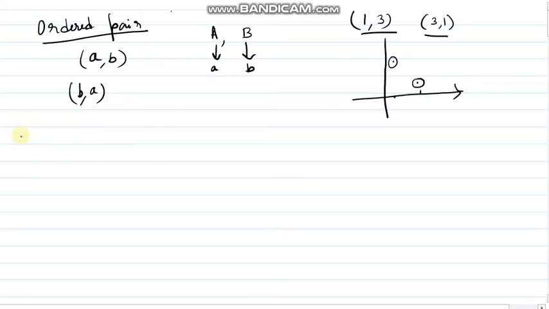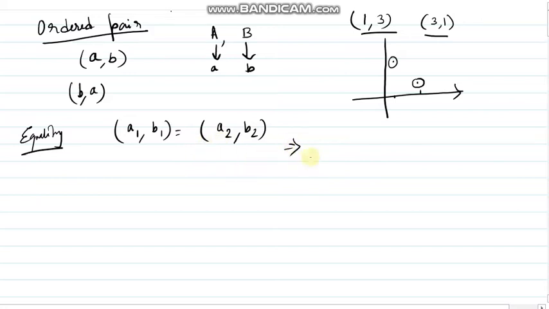Before starting that, let us discuss the equality of ordered pairs, when we can say two ordered pairs are equal. If (a1, b1), one ordered pair, is equal to another ordered pair (a2, b2), then we can write the corresponding positions: a1 equals a2 and b1 equals b2.